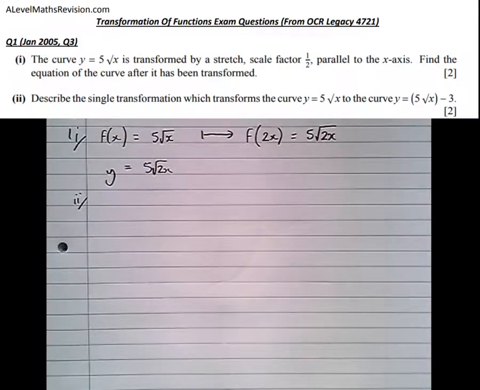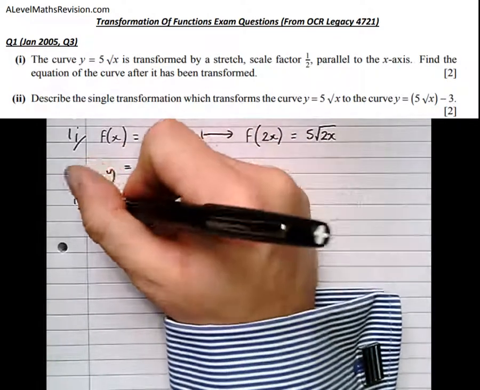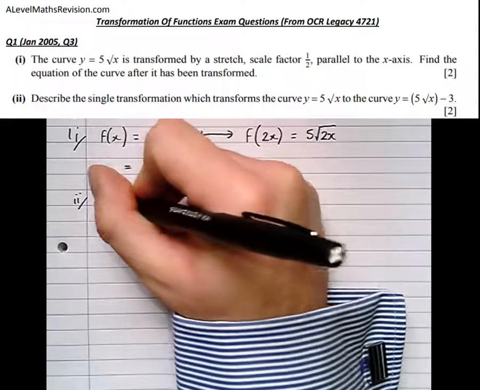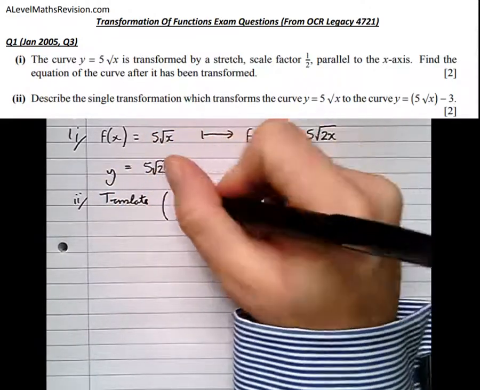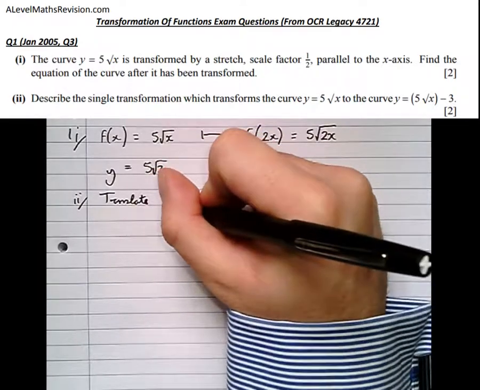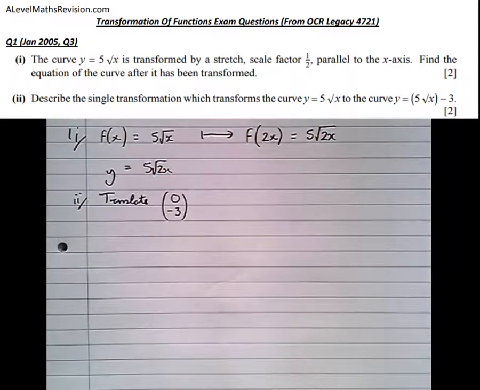Part 2, describe the single transformation which transforms the curve y equals 5 root x to the curve 5 root of x minus 3. Well, I can see there that we've taken 3 on the outside of the function, so it's a y direction, and taking is a translate. So translate minus 3 in the y direction, so not in the x direction, minus 3, because outside transformations do what they say to the y values. So that's that question done.